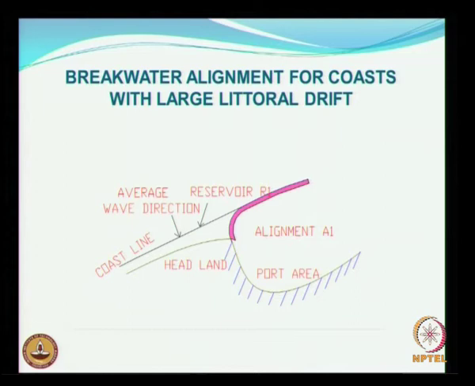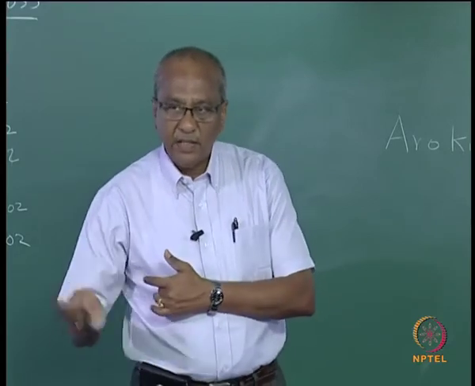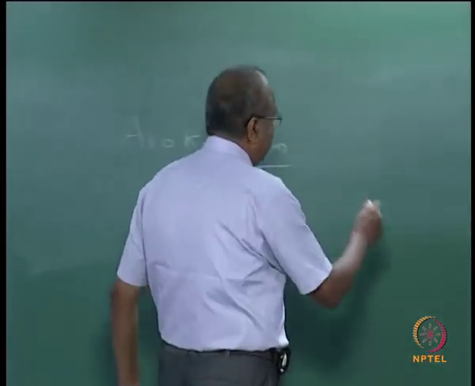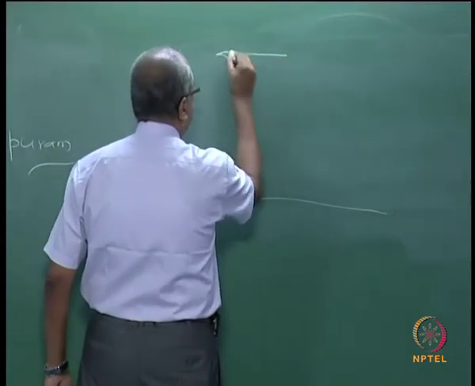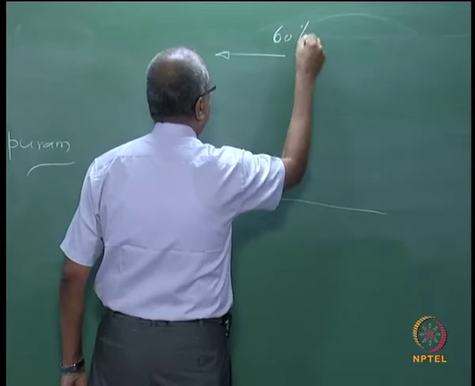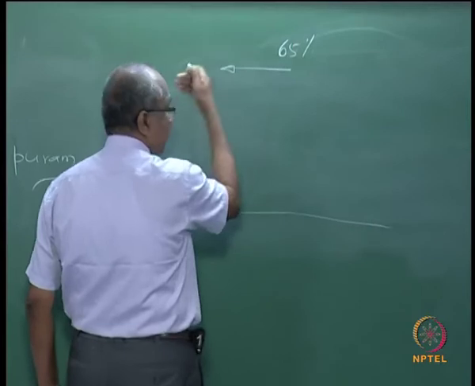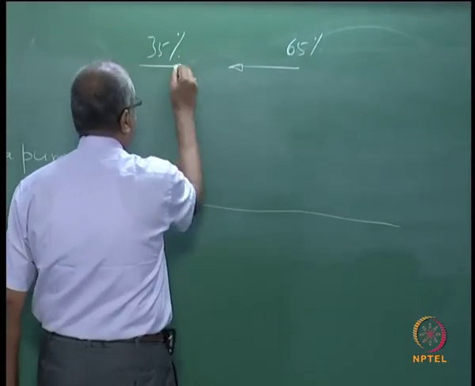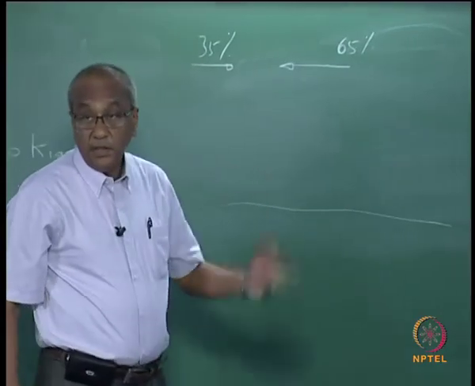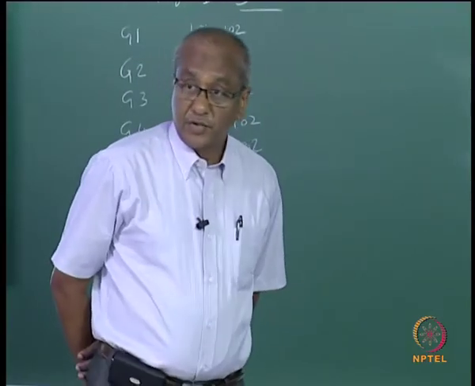So these are all broader aspects. When you have one side a predominant wave direction, but at the same time you have less from the other direction. So for example, you have a coast wherein about 60 to 65% of the time the waves are in this direction, and 35% of the time the waves are in this direction. This is maybe an example of our east coast of India.